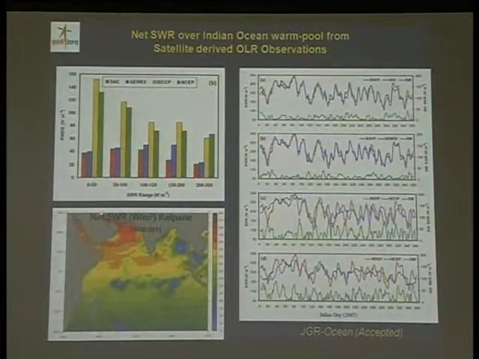Now next, this is the net short wave radiation. This is what I was discussing. So now from INSAT thermal radiances, we computed OLR. And this is one step further. From OLR, we computed short wave radiation. This short wave radiation is computed only over warm pool regions of the ocean, where OLR is a proxy of convection, where in the warm pool we have convection, and due to convection we have cloudiness, and cloudiness is indicated by the OLR.